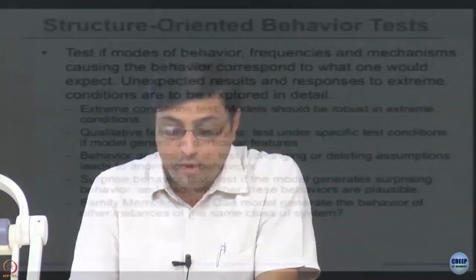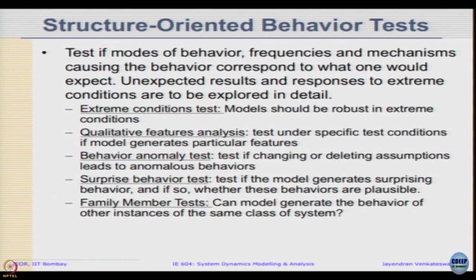Third is the behavior anomaly test. Test if changing or deleting any assumptions leads to anomalous behaviors. Is that assumption so critical that it just made a positive feedback system, negative feedback, or things like that, and does it make sense? Surprise behavior test: test if the model is generating surprising behaviors.